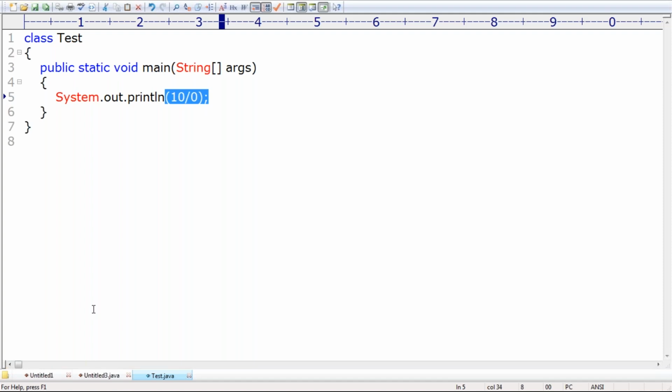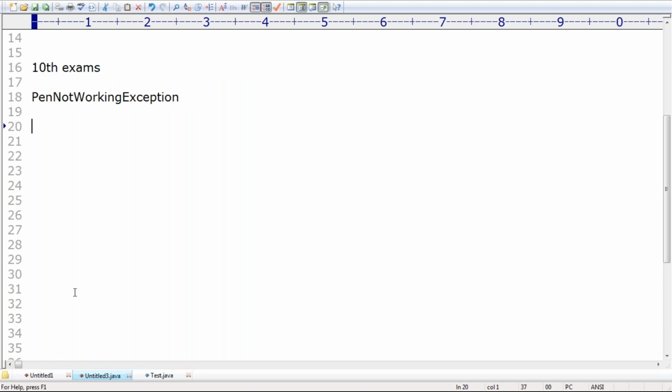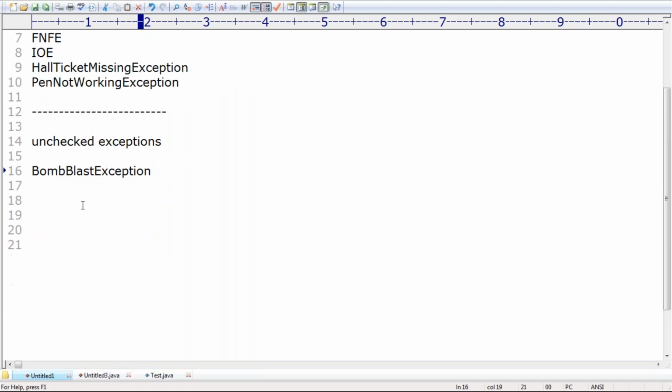Okay, everyone got the clarity? Yes, man. Sir, which are checked exceptions, which are unchecked exceptions? Make sure. Unchecked exceptions: bomb blast exception, next arithmetic exception, null pointer exception, class cast exception. Very easy to remember. Sir, I'm not using the throws keyword for these exceptions, never in my life. Simple. Such types of exceptions are unchecked exceptions because you are going to use the throws keyword only for checked exceptions. So that's why.